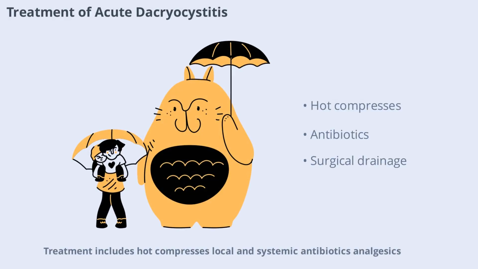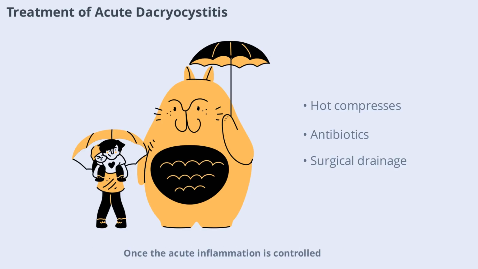Treatment includes hot compresses, local and systemic antibiotics, analgesics, and anti-inflammatory medications. If a lacrimal abscess forms, a vertical incision is made to drain the pus. Once the acute inflammation is controlled, dacryocystectomy may be performed to prevent recurrence. In cases of lacrimal fistula, complete excision of the fistulous tract and sac is necessary.